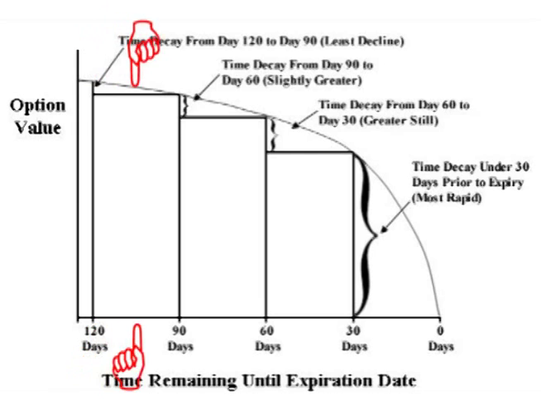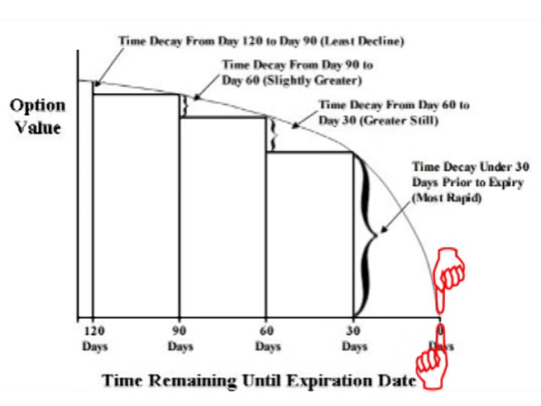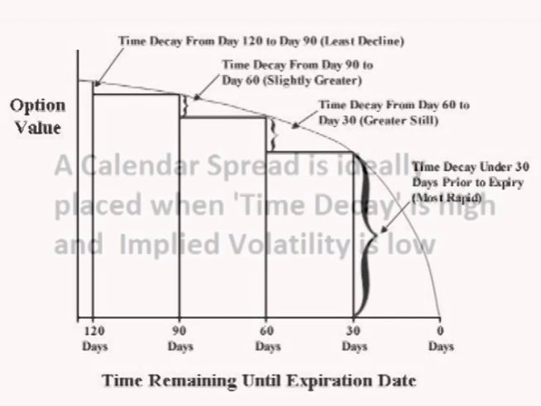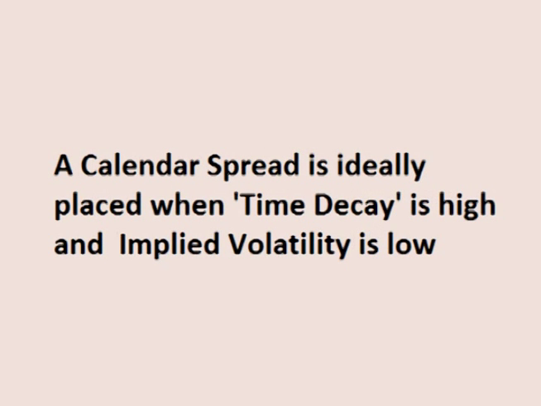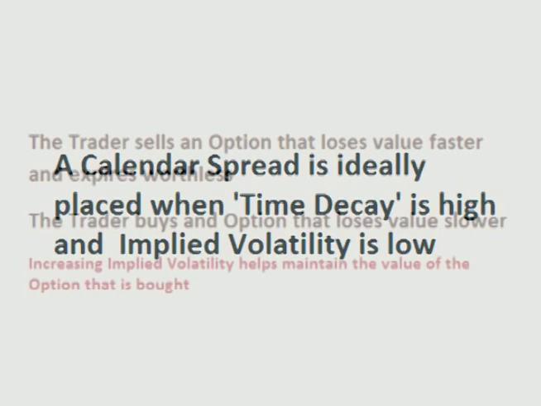As the option gets closer to expiring, the daily rate of decay increases and is greatest the last 30 days before the option expires. The trader profits from the fact that the option that is sold loses value faster from time decay than the option that is bought. A calendar spread is usually placed when time decay is at the maximum level for the option sold, and implied volatility is at a low level.